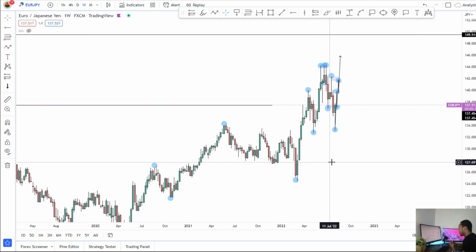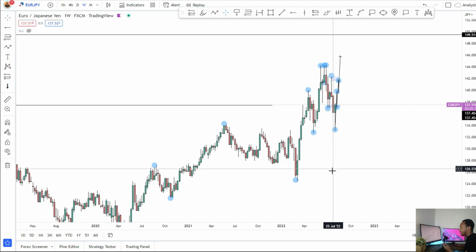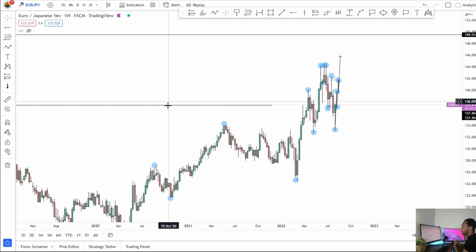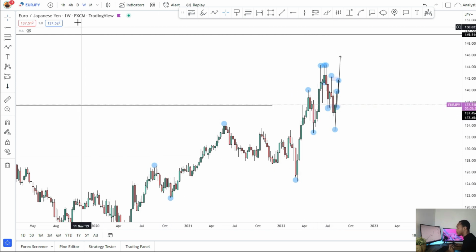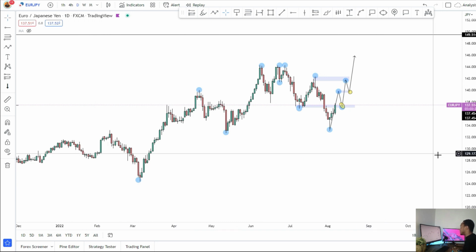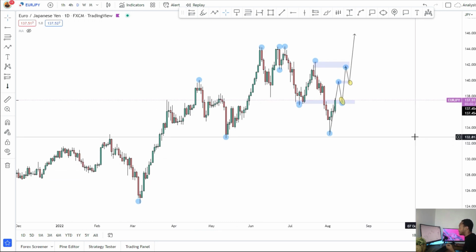So just because I'm looking at the monthly, weekly, and daily doesn't mean this doesn't work on like the 4H or the hourly. Structure, higher highs, higher lows. It's all the exact same thing. We're simply just analyzing the direction and the trend of the market.